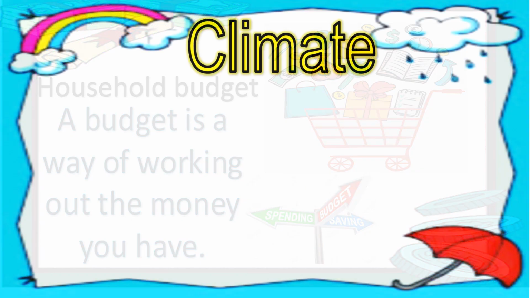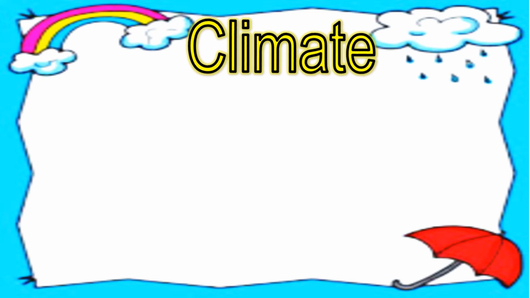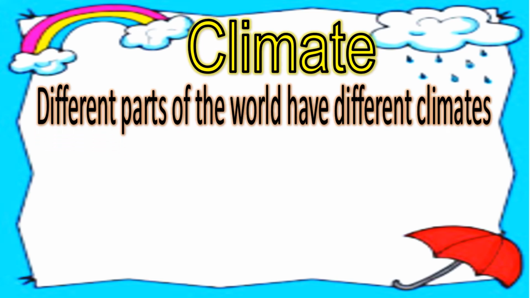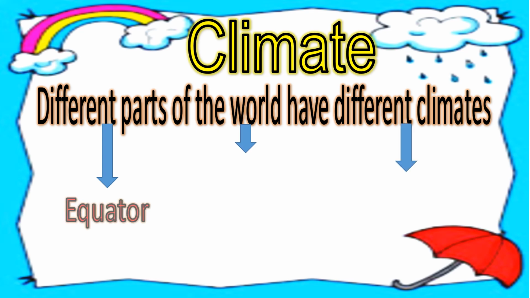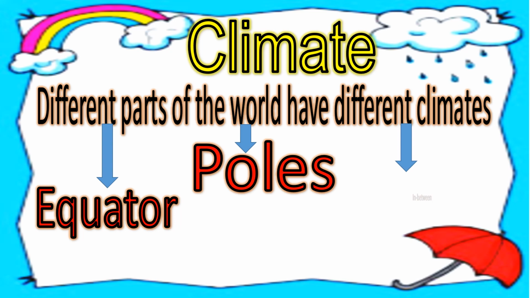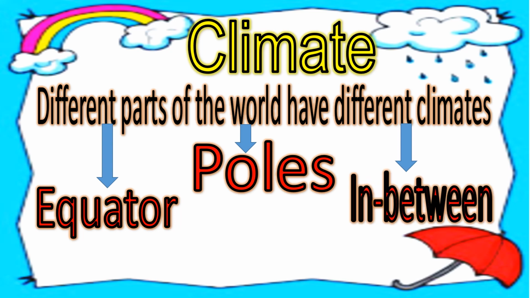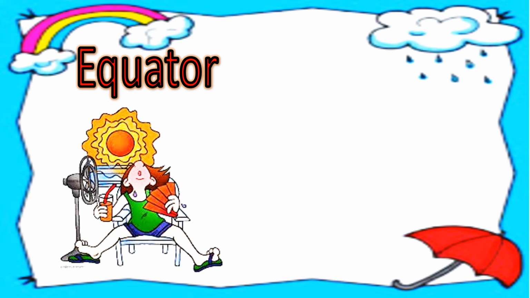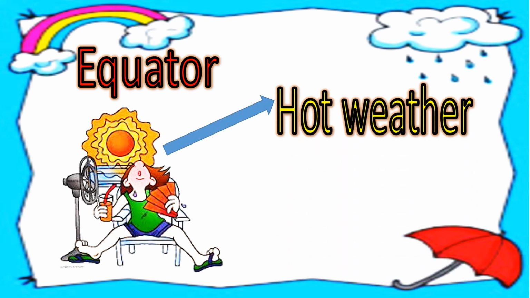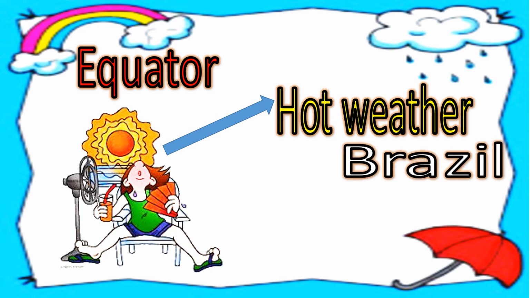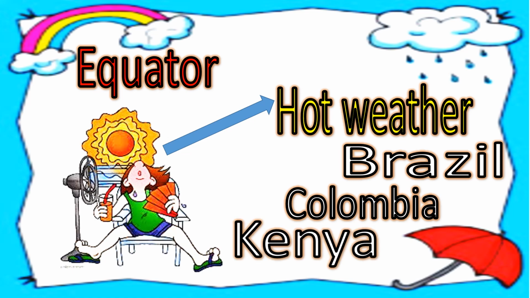Now for the climate, different parts of the world have different climates. We have three different climates. First is in the equator, the poles, and in between. Now, the equator, as you can see in the picture, has hot weather. For example, in places like Brazil, Colombia, and Kenya.